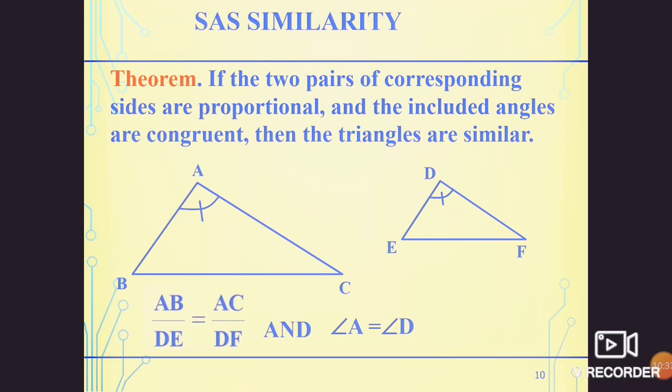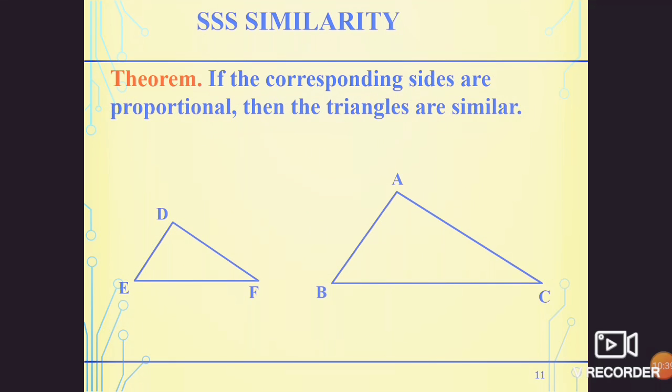Next will be the SSS similarity rule. By this theorem we can say, if the corresponding sides are proportional, not equal but proportional or in equal ratio, then the triangles are similar. This is quite easy to understand. So what does it say?